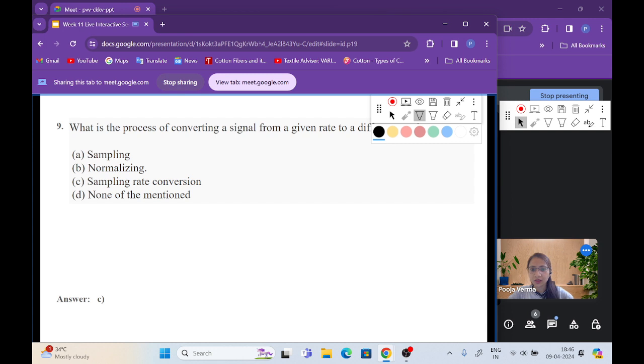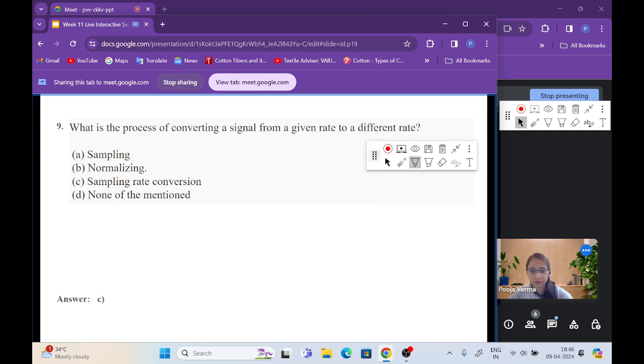Next question is question 9. What is the process of converting a signal from a given rate to a different rate? So what is that process called, converting a signal from a given rate to a different rate. Option A is sampling, option B is normalizing, option C is sampling rate conversion, and option D is none of the mentioned.